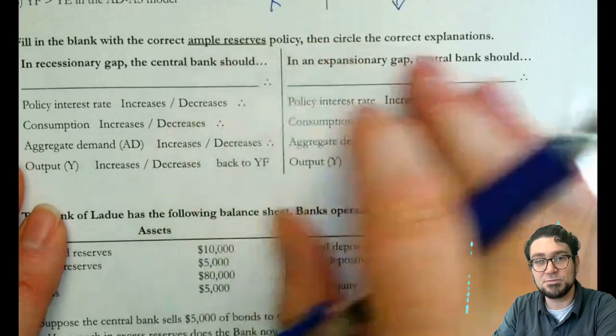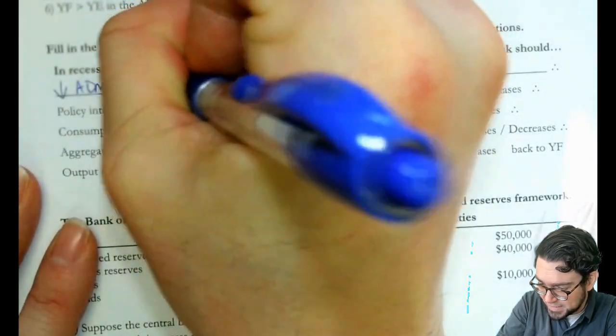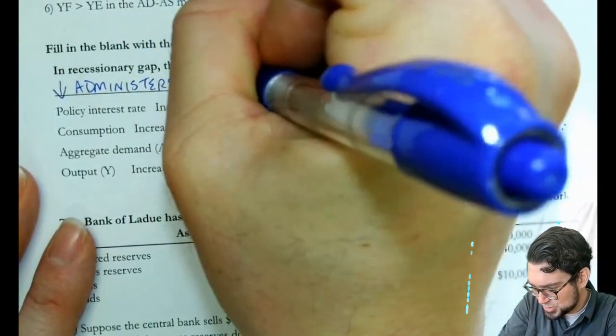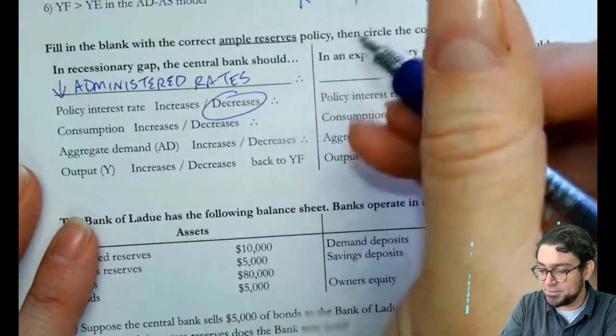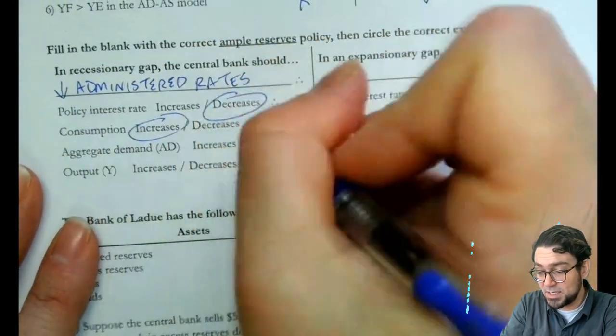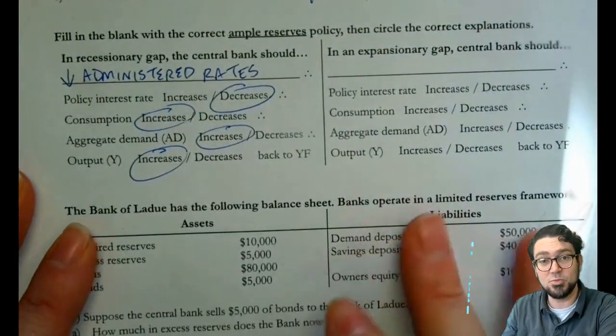In an ample reserves policy, what should they do in a recessionary gap? So in a recessionary gap, they should lower administered rates, and this is going to be it, guys. You got to remember how to write this out. Administered rates. That's going to cause the policy rate to go down. That makes consumption go up, aggregate demand go up, and then output would return back to full employment.